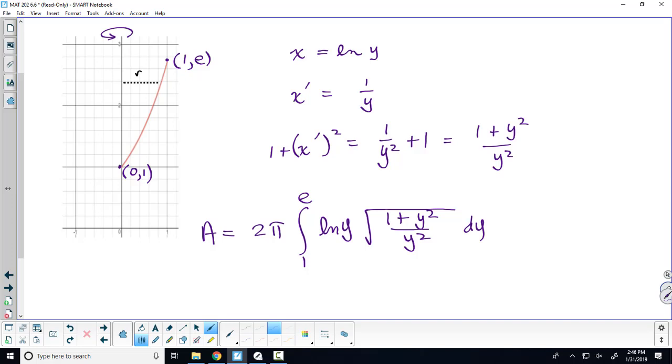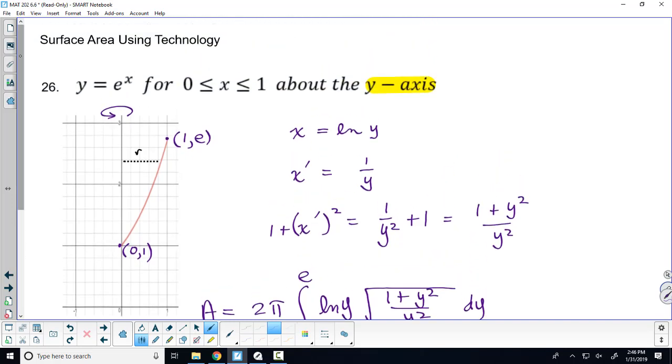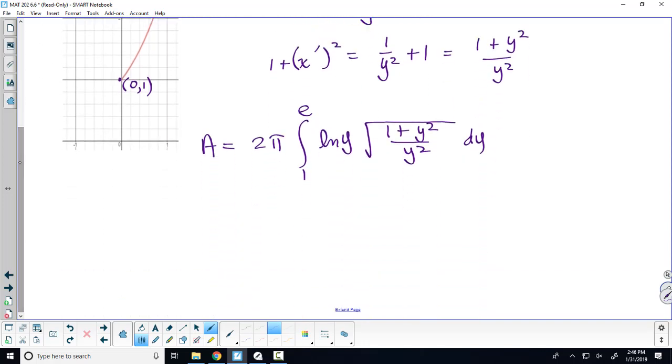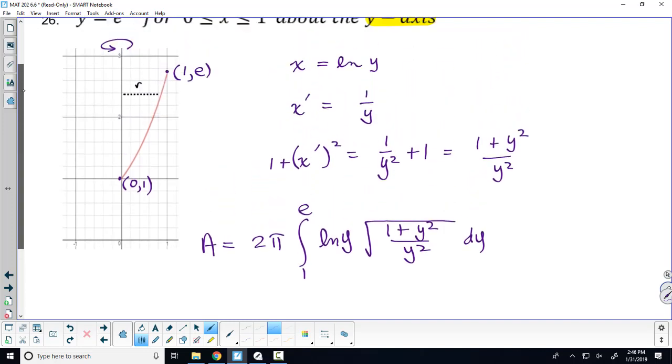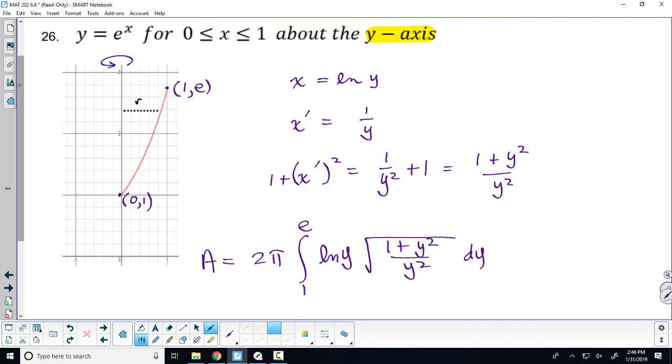Now, of course, we always have to be very careful. This says use technology. Hopefully that's obvious. You don't know how to integrate that yet. Got a natural log and a square root. Question? Do we not have the square root of ln y? No, not for the radius. So the formula is the integral of 2 pi r ds. So the radius doesn't get squared for surface area. If we were doing volume, and we were doing cross sections that were disks, then we'd have to do pi r squared. But in this case, we don't.